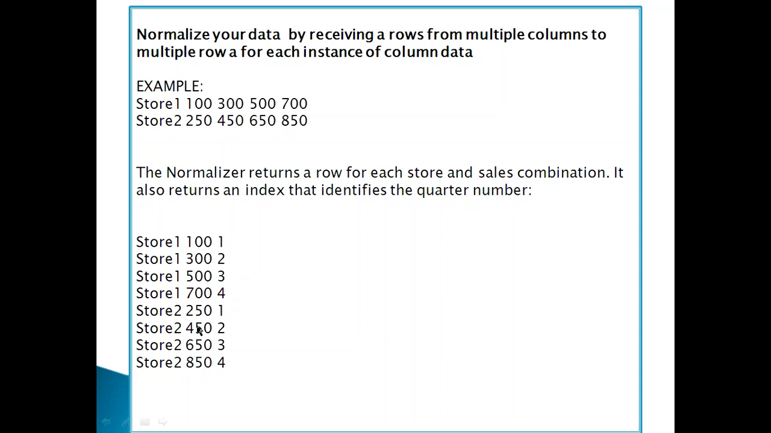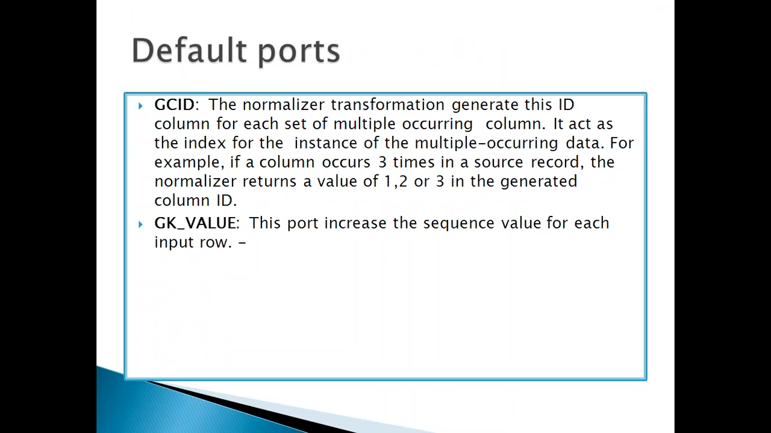How do you define the number of occurrences? It is the number of times your particular record appears. Your store 1 occurs 4 times, and your store 2 occurs 4 times. So the store values occur 4 times each, which means the number of occurrences is 4. That is called the number of occurrences. Now these indexes 1, 2, 3, 4, 1, 2, 3, 4 are called GCID values.